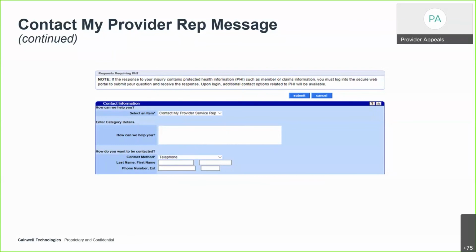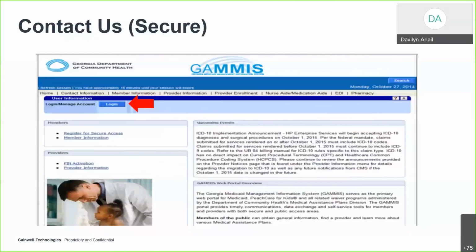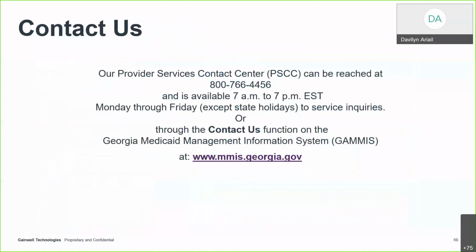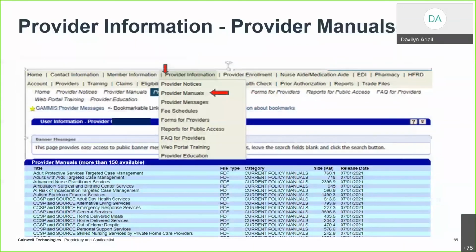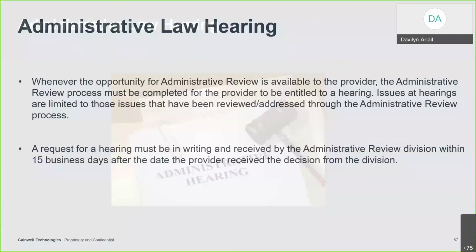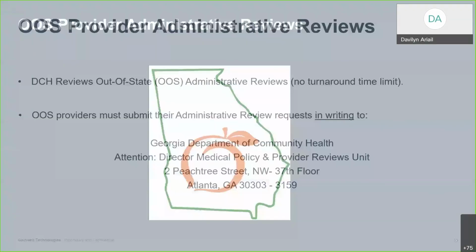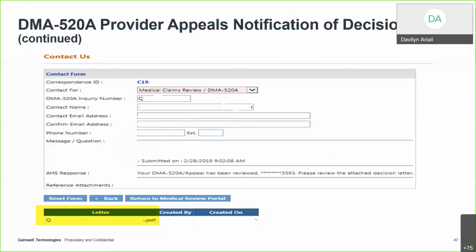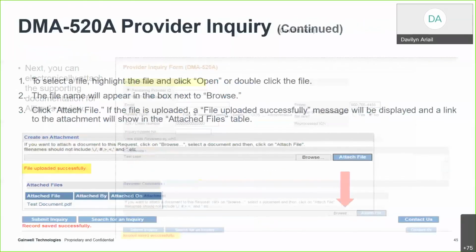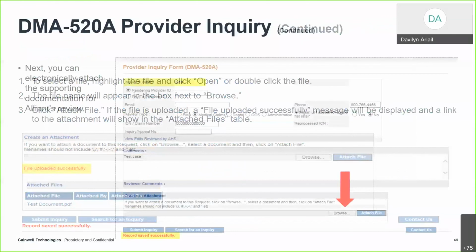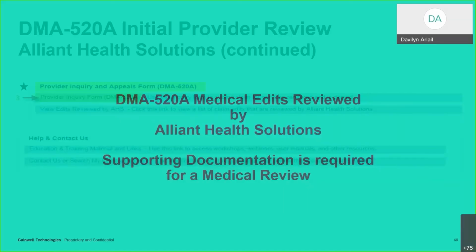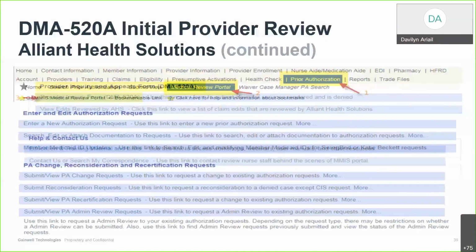All right, I think we have time for another question. Also, you can submit a contact us message directly to Alliant. And under the medical review portal, you will choose contact us. And if it's regarding a medical claims review or DMA 520A, you would select that for the contact us. And be sure to include the appeal number or ICN that you had a question about, and we'll be able to respond back to you through the secure web portal. And you can also, if you have questions regarding a prior authorization or any of the waiver programs, you can also submit the contact us.